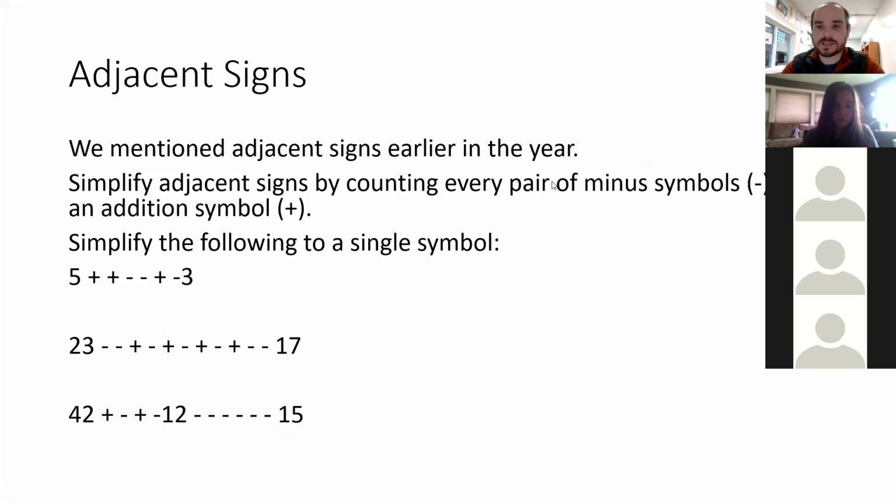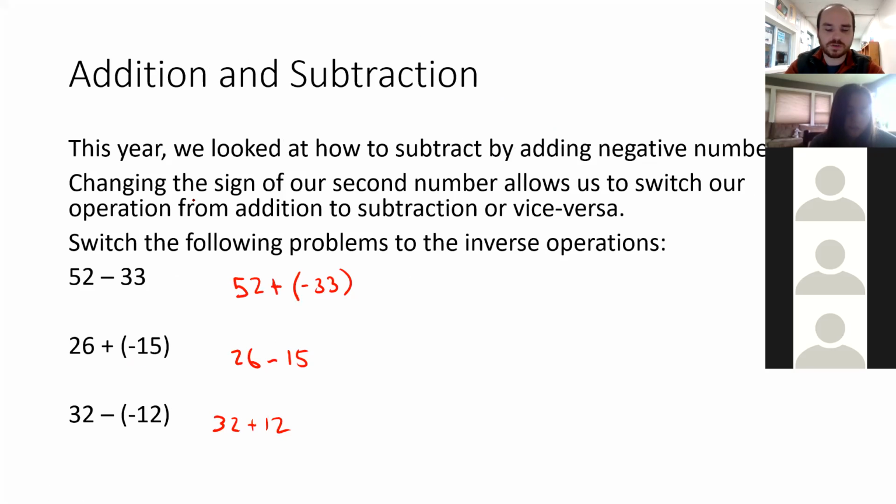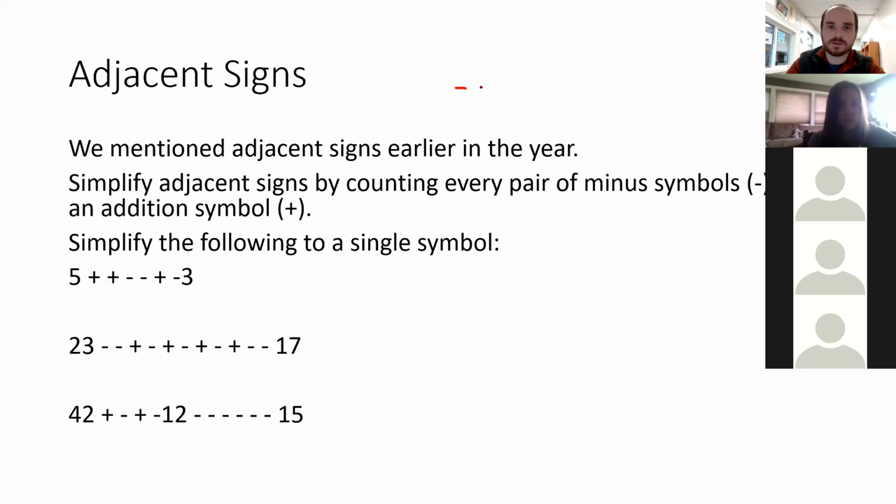So we talked about adjacent signs already a couple of times. In the last problem, we had 32 minus 12, so we had a minus next to a minus. Whenever we see two minuses together, we can think of them as a plus. Now obviously these problems down here aren't actual real math problems. You would never write a problem like this, but it gives us an idea of how to simplify the signs.